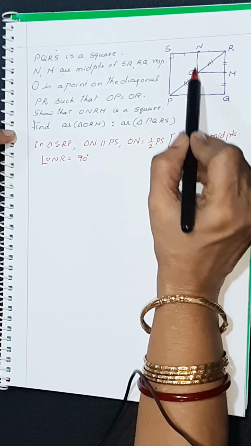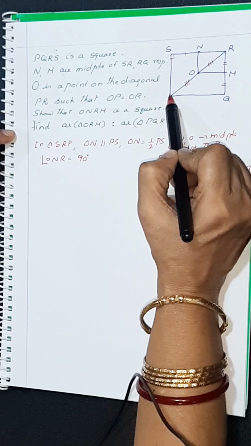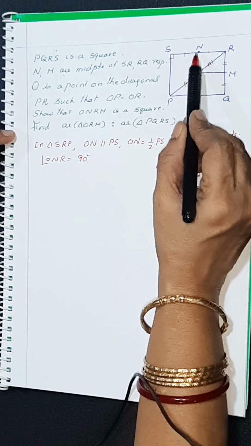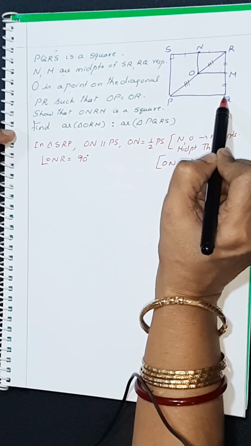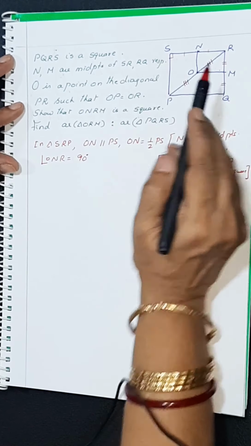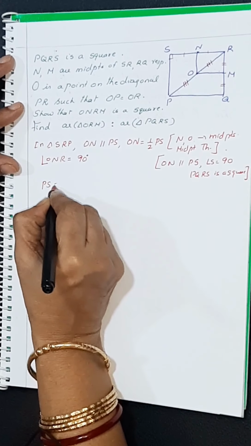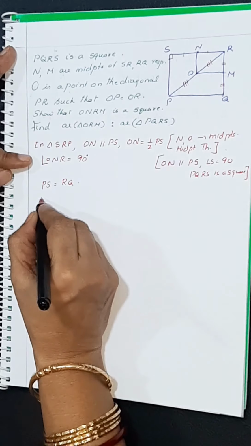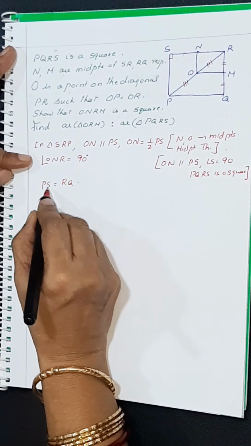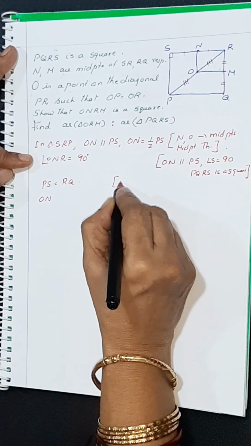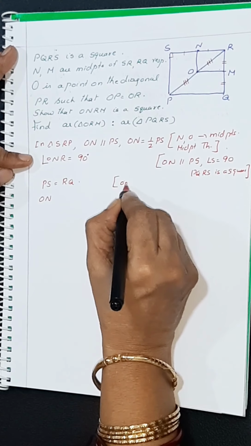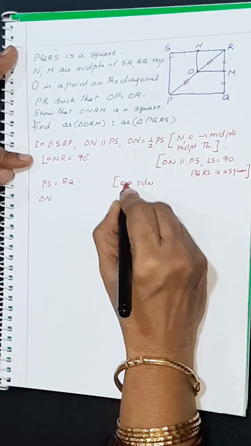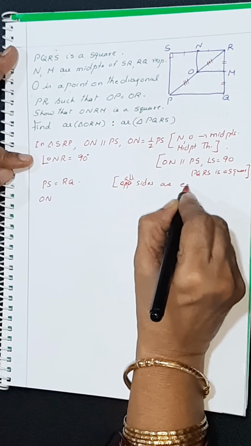So now we have ON is equal to half of PS, and PS and RQ are equal because it is a square. So we have PS is equal to RQ. The reason is opposite sides, all sides are equal in a square.